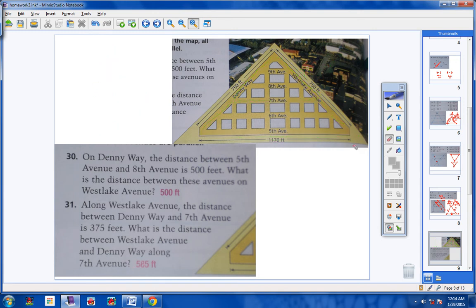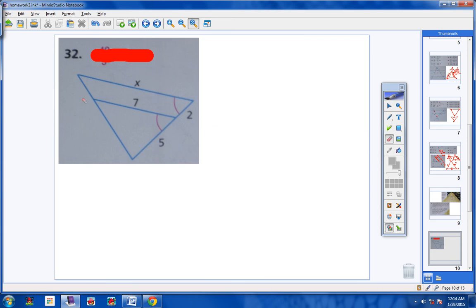Okay, moving on now to numbers 32 through 35. Now listen, students, these are not bad, so pay attention.